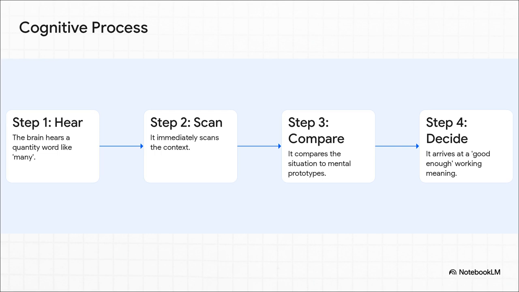You hear the word many. Your brain instantly scans the context. It then pulls up a kind of mental model, a prototype of what many should look like in this situation. And based on that quick comparison, it lands on a working meaning. It's fluid, it's lightning fast, and it's incredibly efficient.